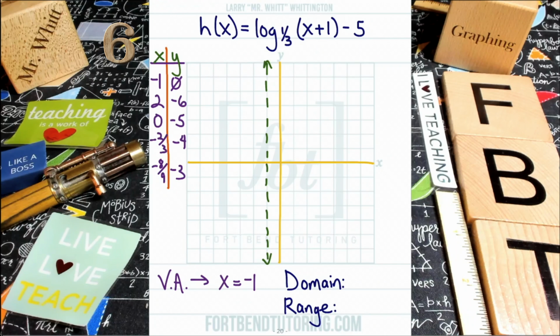We'll be plotting 2, -6. So 1, 2, and then -6 is 1, 2, 3, 4, 5, 6 is here. And then you have a point at 0, -5. 0, -5 is here. 1, 2, 3, 4, 5. Then you have a point at -2/3, -4. -2/3, 1, 2, 3, 4 is going to be here. And then you have a point at -8/9, -3. That's almost to -1. So -8/9 and then -3. 1, 2, 3. So that's going to be about right there.